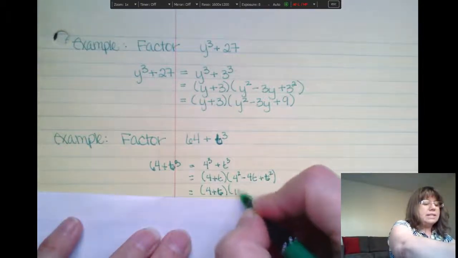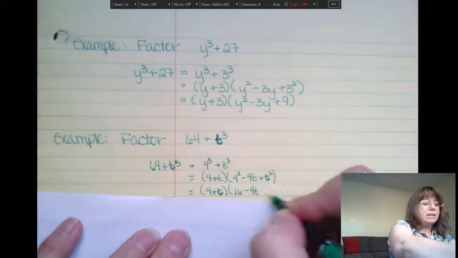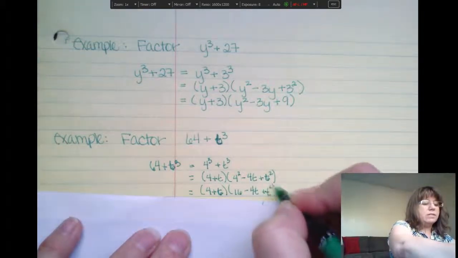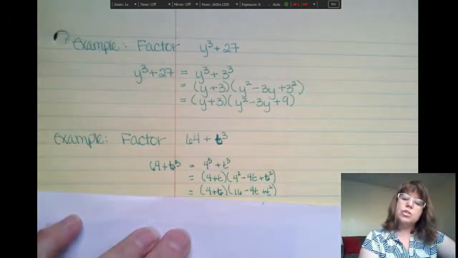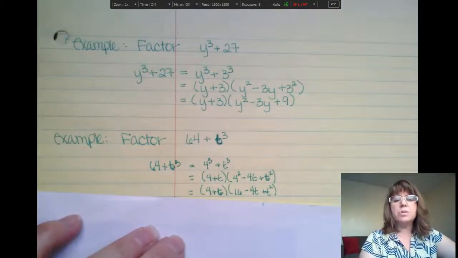4 squared is 16 minus 4t plus t squared. See, once you know the pattern, once you know the formula, it's pretty simple to break these down into its factors.